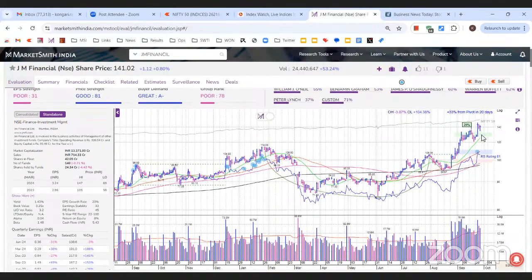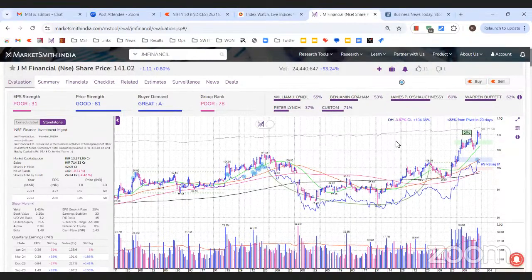Currently, it is trading above the ideal profit booking zone. 20 to 25% is the ideal profit booking zone according to our methodology. Whenever a stock reaches that level, we try to advise investors to partially book profits to safeguard the profits.